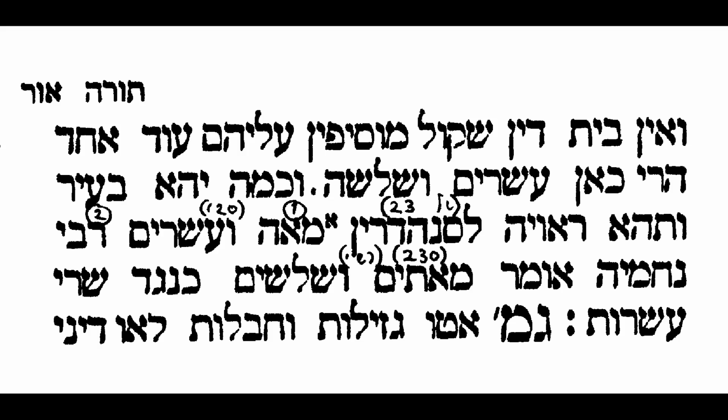So if we started with 20 and we said that the ruling for condemnation must be a majority of 2, then you would have 12 against 10, that would be 22, but 22 is an even number, and as a result of that, moisifin alehem oid echad, we add another judge to the number, harei kan esrim ushlosha, that gets you up to 23 judges. Kamo yehe be'ir v'tei ru'uya li Sanhedrin, how many people must be living in a city in order for the city to have in its midst a court of 23?